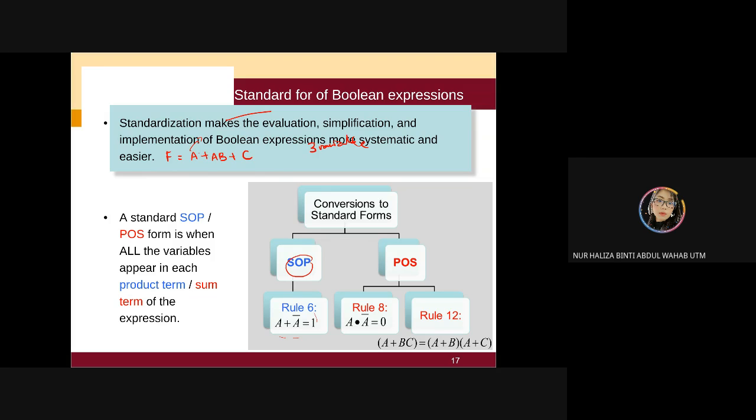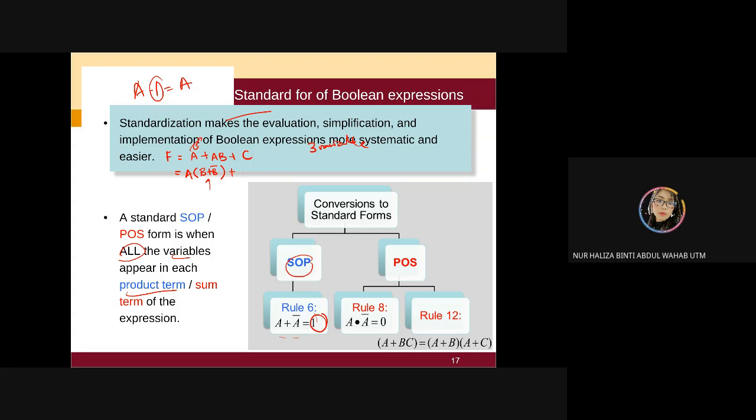This one is SOP, right? So let me try to do one by one. I apply first the B. I want to put B inside this product term. I have A. I'm going to use B plus B bar, which is equal to 1. So it doesn't affect my value, which is A multiplied with 1 equal is A. But in this term, I want to make it representations of B plus B bar so that I can have all variables in one product term.